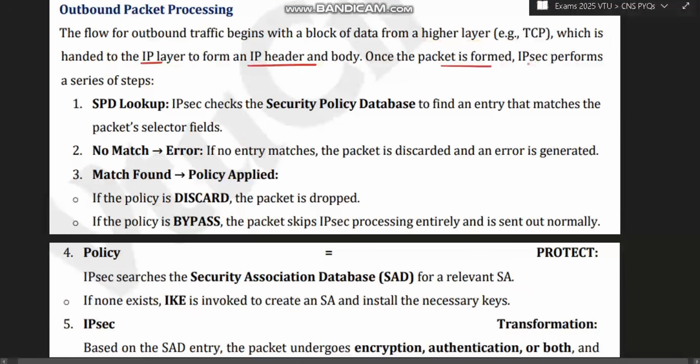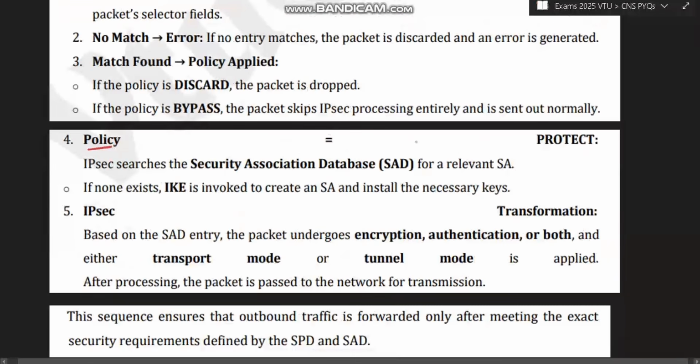Once the packet is formed, IP security performs a series of steps. First is the SPD lookup, the security policy database, to find an entry that matches the packet selector fields. Second, if there is no match, it is an error. There is no SA associated with it, so the packet is discarded and an error is generated. It is an invalid packet. Next, if a match is found, a policy is associated with it and the policy is applied. If the policy is discard, the packet is discarded. If the policy is bypass, the packet skips IP security processing entirely and is sent out normally.